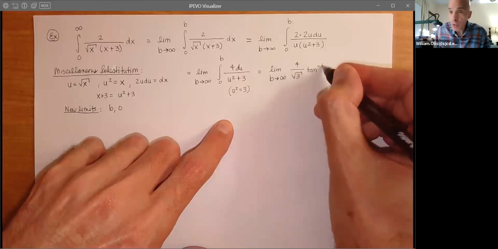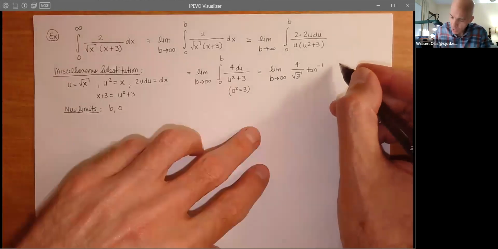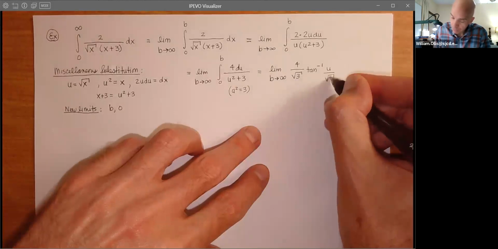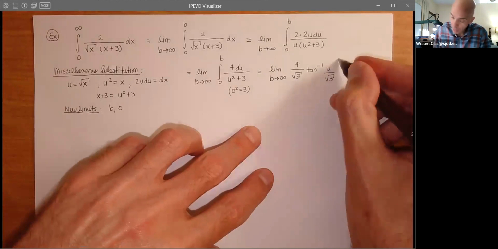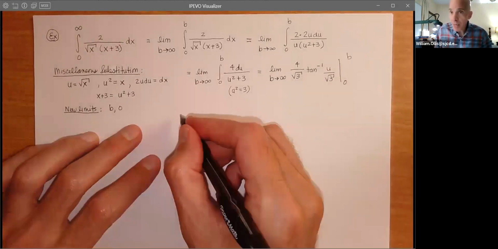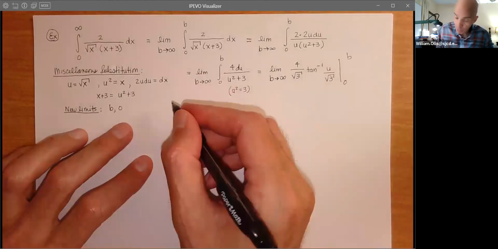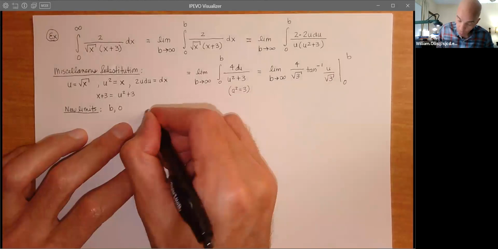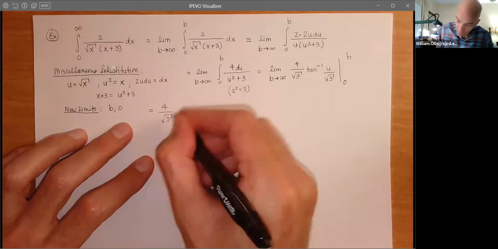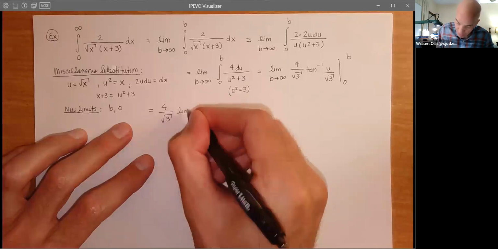This is a whole lot easier than the last one. And this is a form that we remember because it's so simple. So then we have u over the square root of 3, evaluated from 0 to b. But now we know that the inverse tangent is bounded, so that makes this computation easy. You know, we did learn something in pre-cal, right? So we've got 4 over root 3. And so now we have the limit as b tends to infinity.